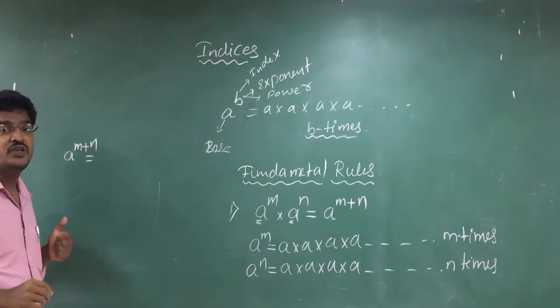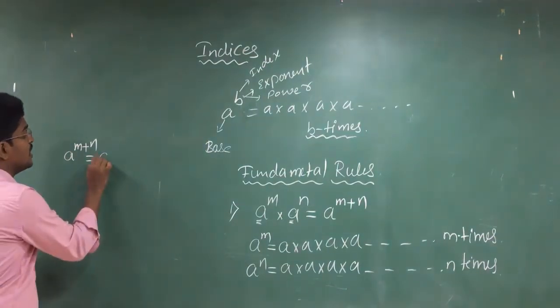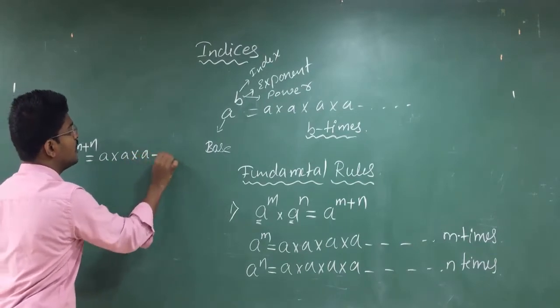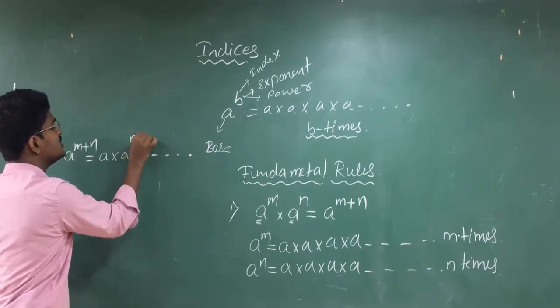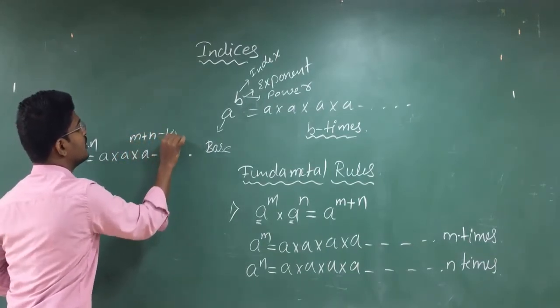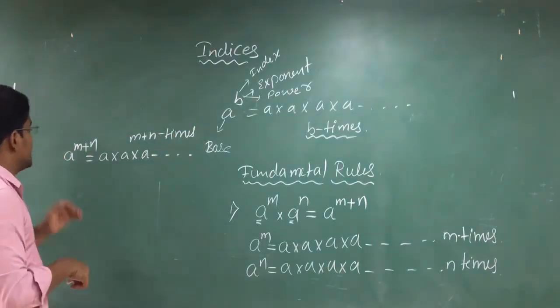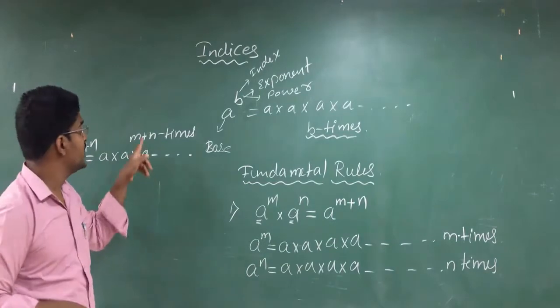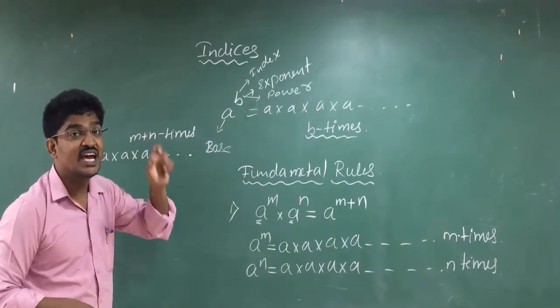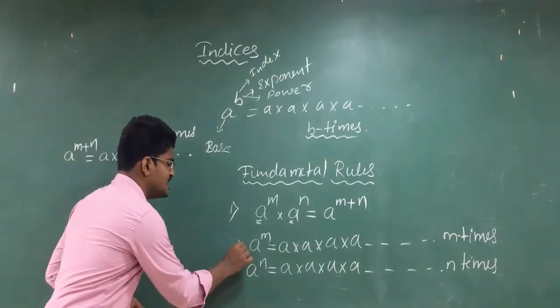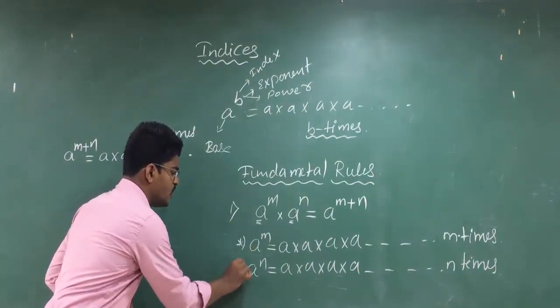A to the power of m plus n means a has to be multiplied for m plus n times. A to the power of m plus n means a has to be multiplied for how many times? M plus n times. Clear? Okay. So you know all these three terms now.